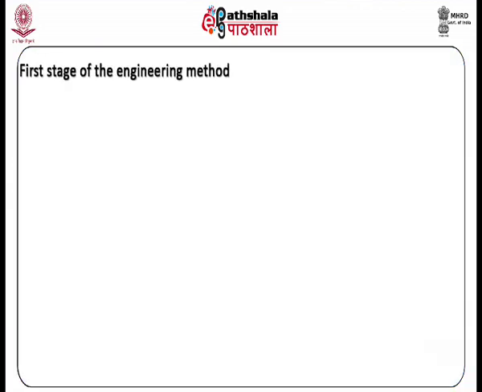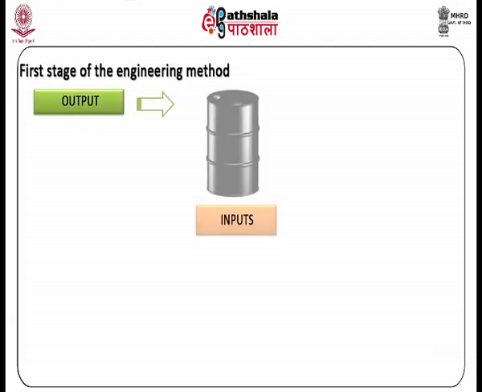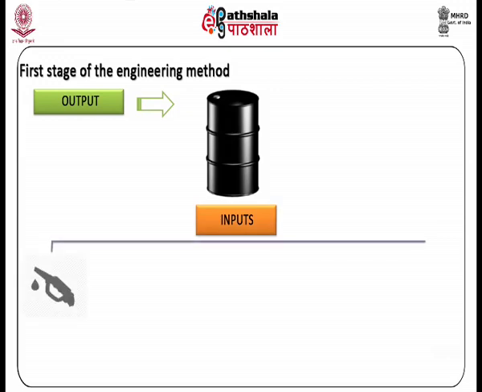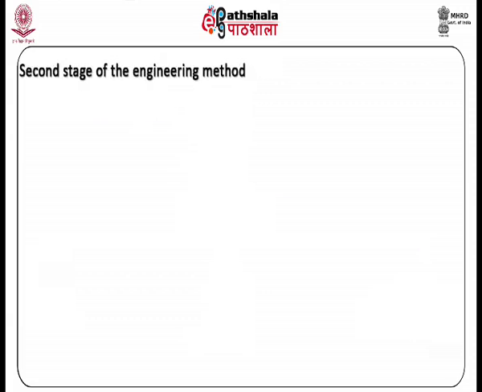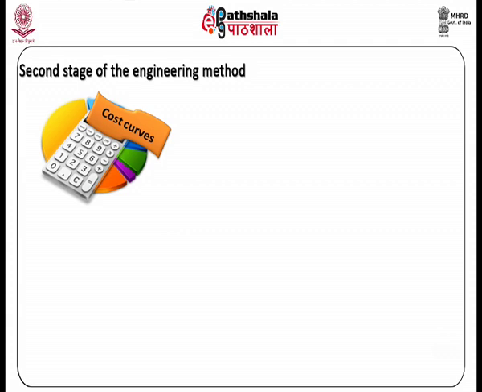Let us study the first stage of the engineering cost studies method. The first stage involves the estimation of the production function, where output was measured as barrels of crude oil per day, and the main inputs in a pipeline system are pipe diameter, horsepower of pumps, and number of pumping stations. The second stage of the engineering method is the estimation of the cost curves from the production function.